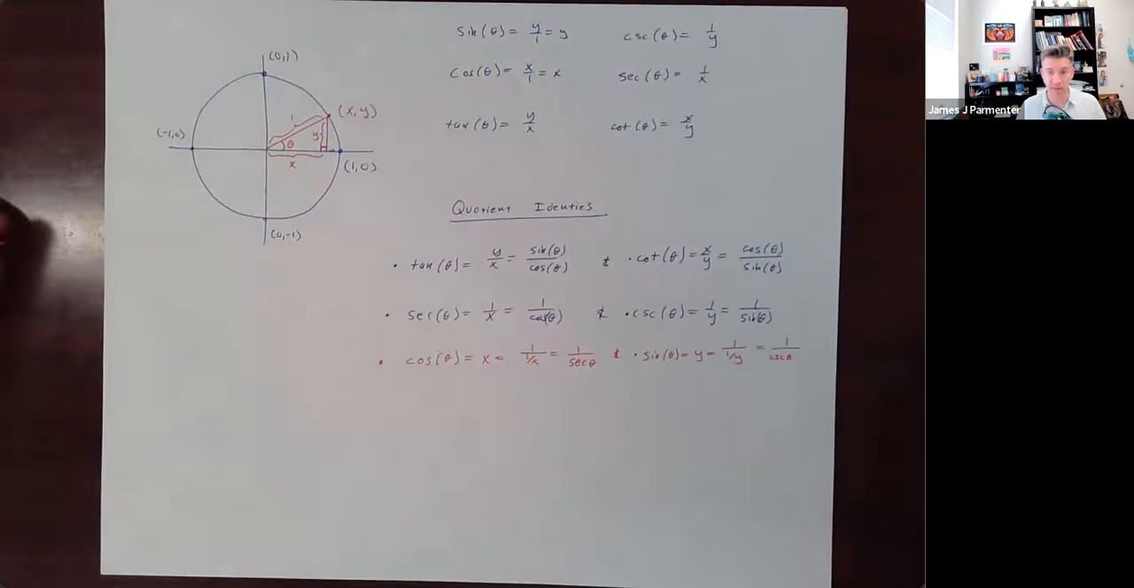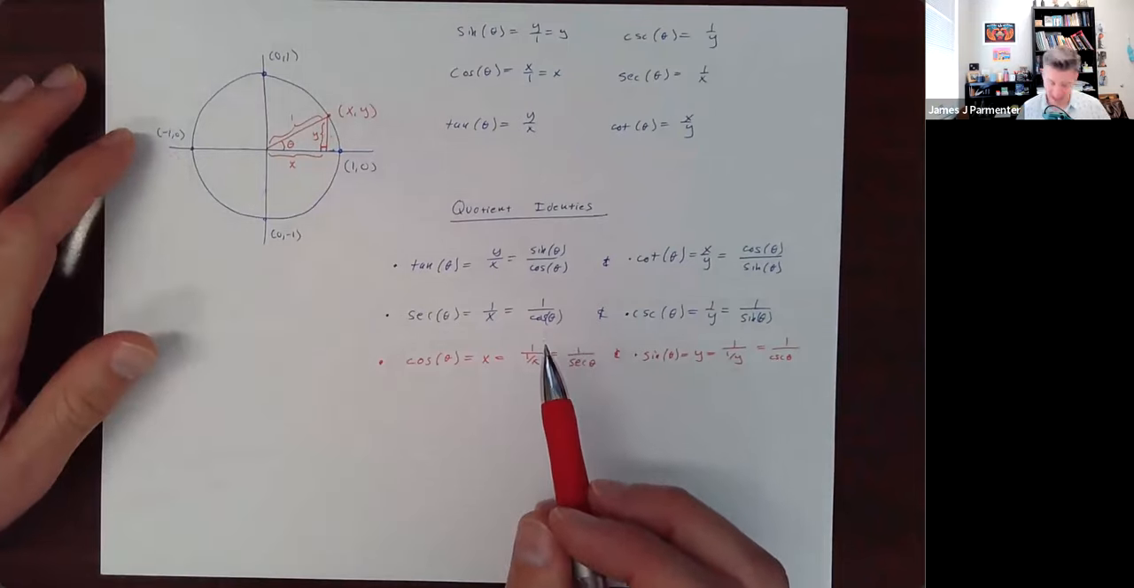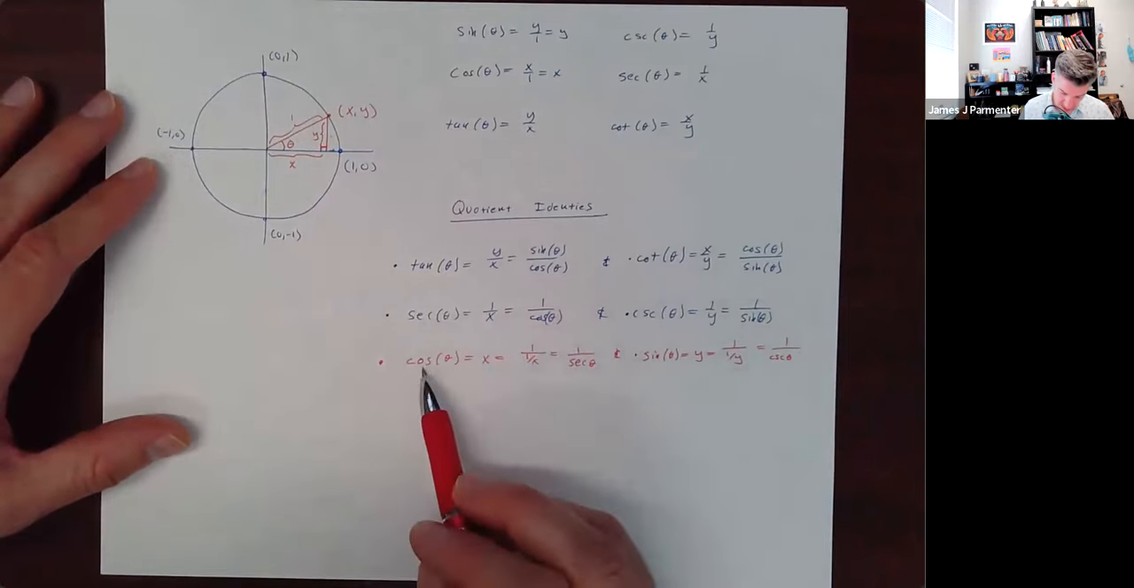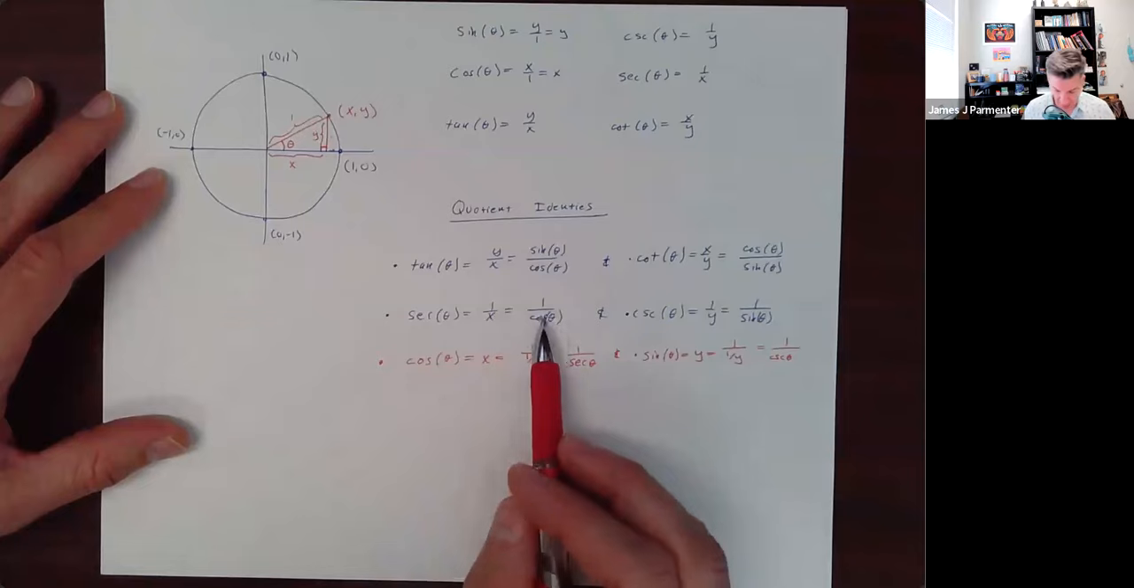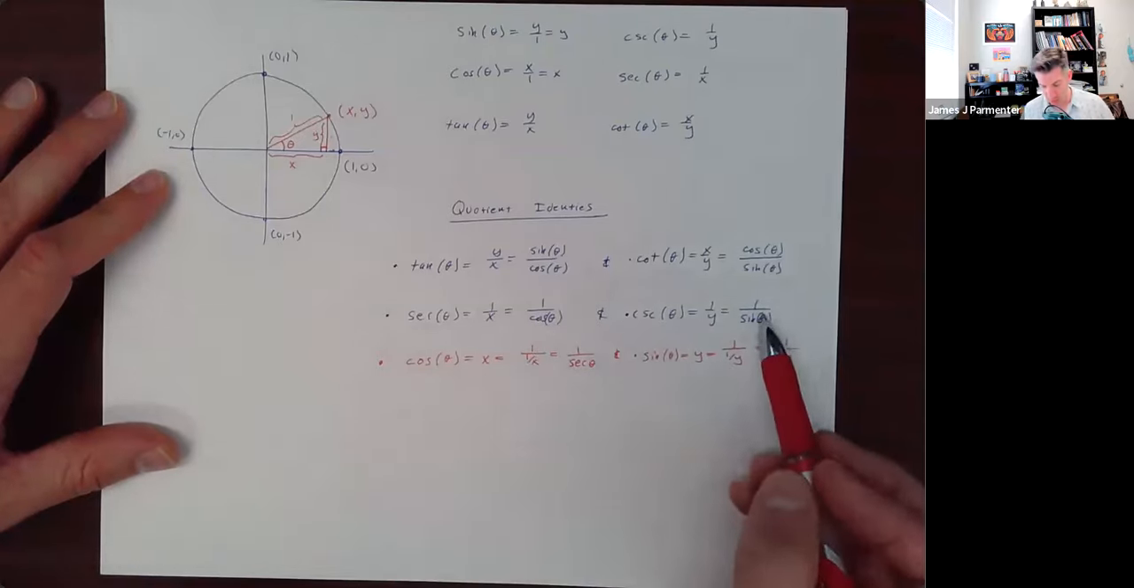Basically, if things are reciprocals of each other, you can always write each one as 1 over the other one. Since secant and cosine are reciprocals, you can write secant as 1 over cosine, or cosine as 1 over secant. Since cosecant and sine are reciprocals, you can write cosecant as 1 over sine, or sine as 1 over cosecant.